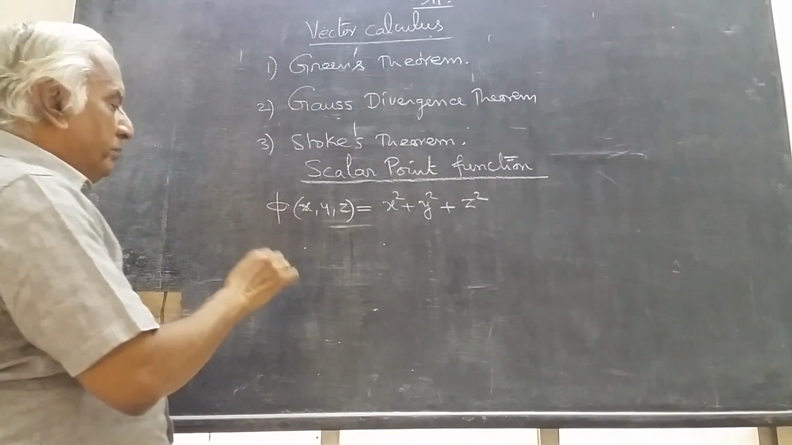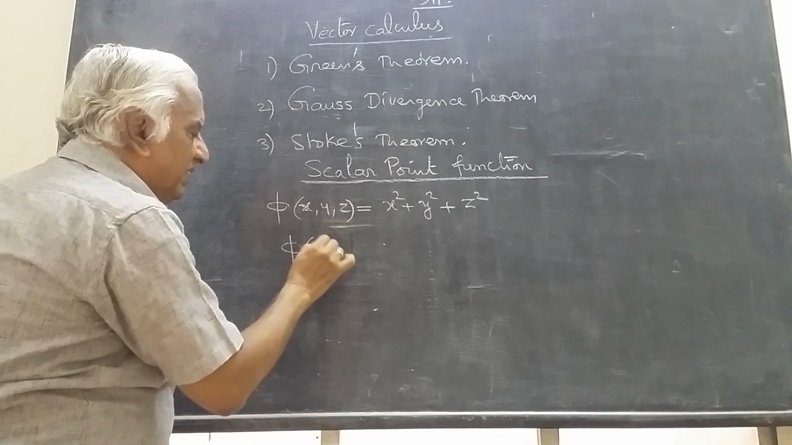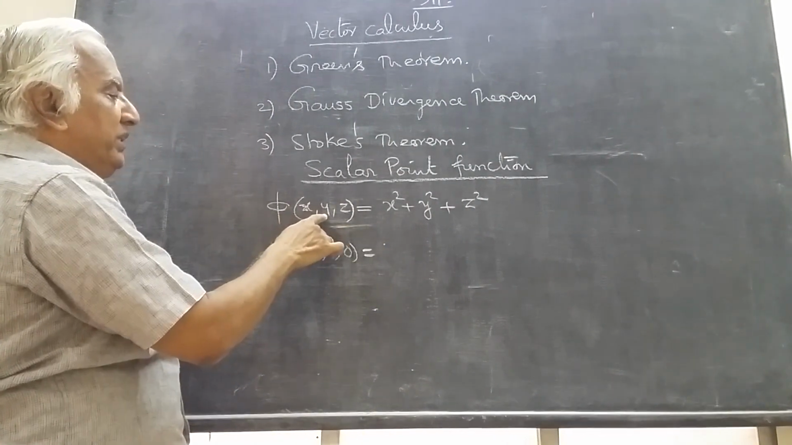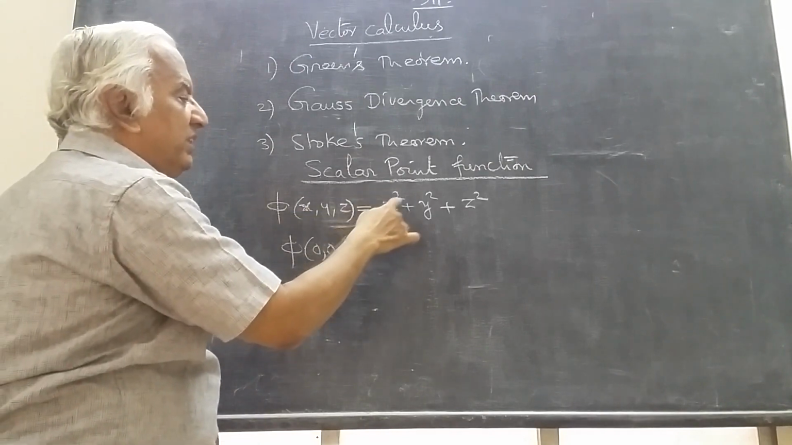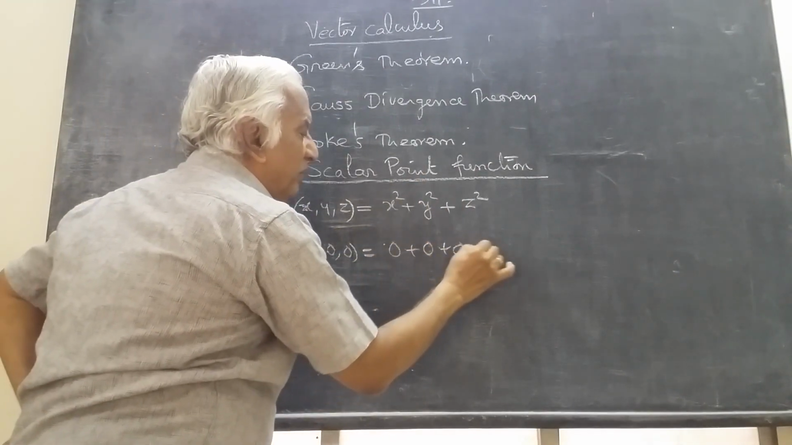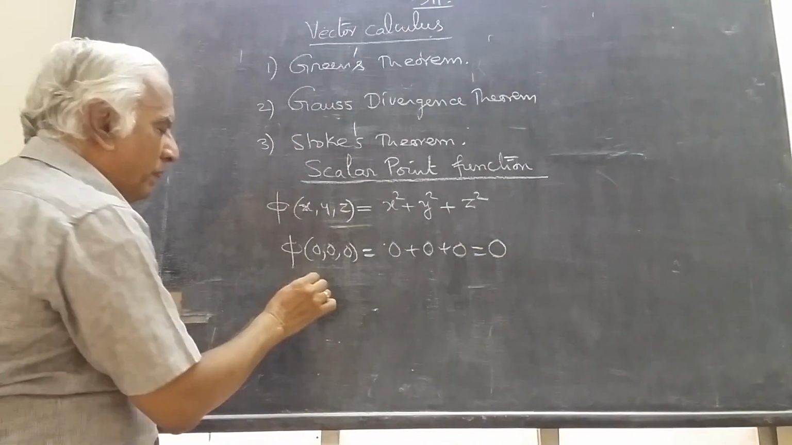I now consider the point origin. Origin coordinates 0, 0, 0. So for x I put 0, y I put 0, z I put 0. So the value is 0, because 0 is a scalar.